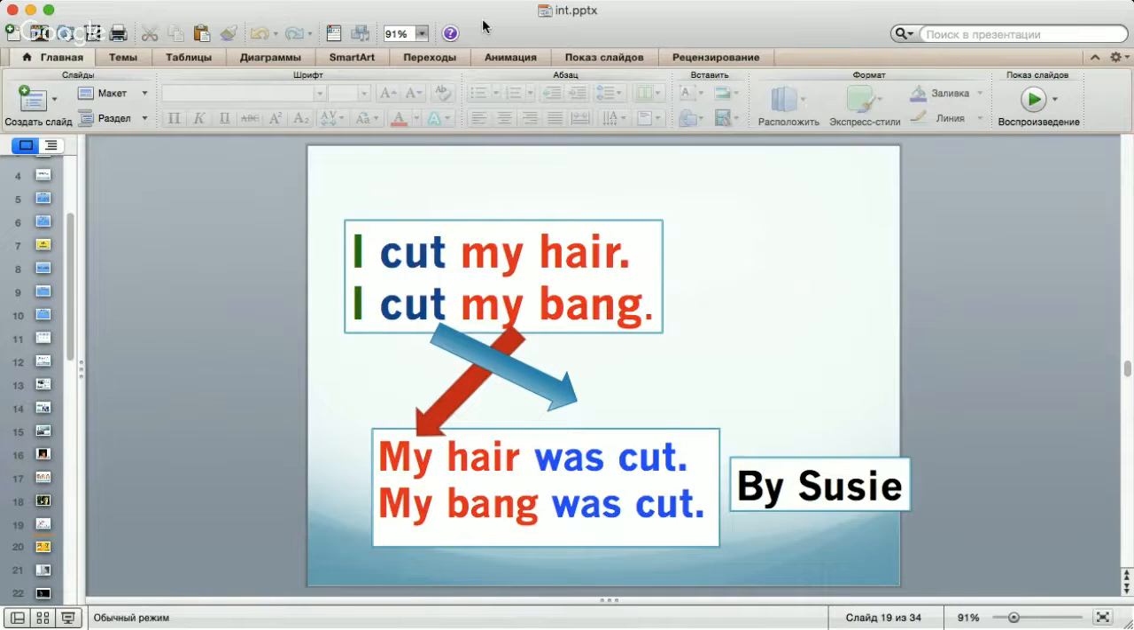And if we want to specify the one who performed the action, then we use the word by, and then we put the name of a person who is responsible for this or that action. So we can say my hair was cut by Susie, or my bang was cut by Susie. Okay.